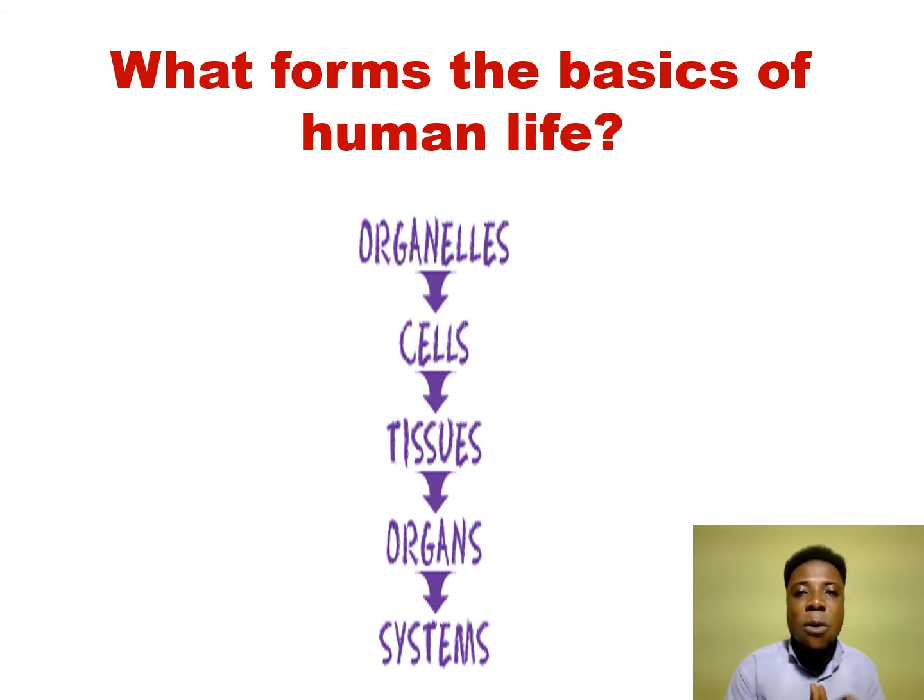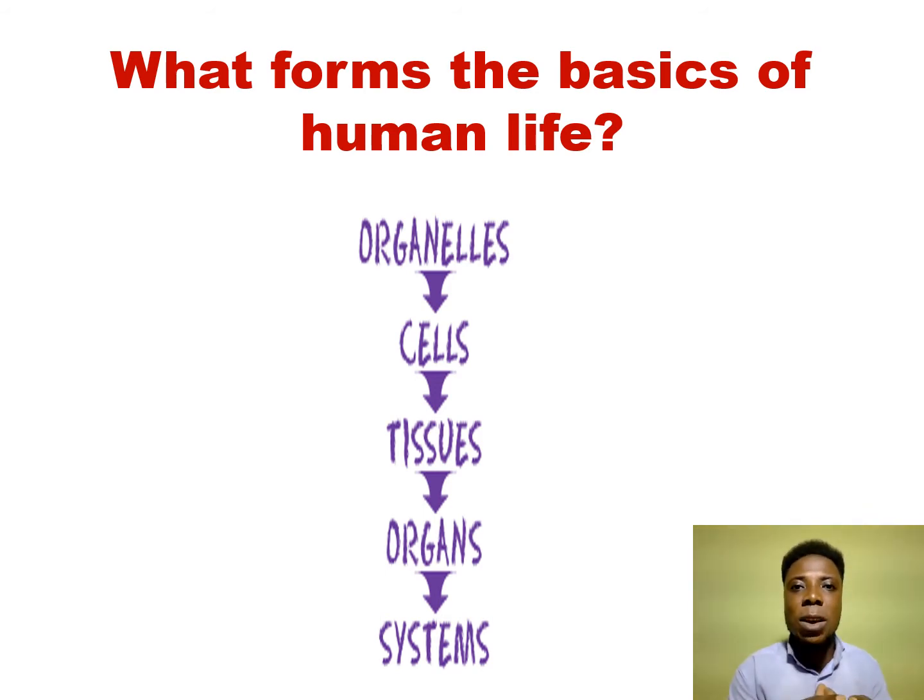Now, some tissues may also put themselves together and perform one function, or do the same work. When tissues put themselves together to perform the same work or function, they form what we call organs. So organs are made up of tissues coming together to perform the same function. Now, when organs also put themselves together to perform the same function, they form what we call a system. So a system is a group of organs working together as a group.